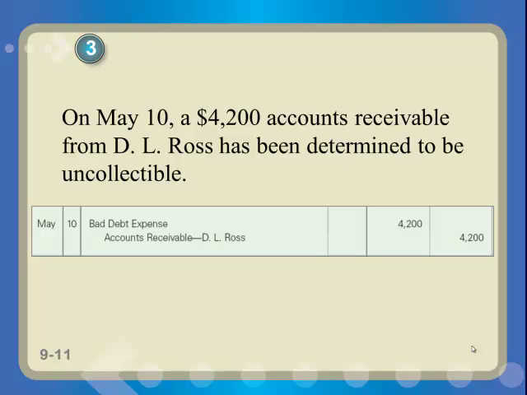Okay, so this is the direct write-off method. Like I said, it's the easy one. Assume on May 10th, $4,200 accounts receivable from D.L. Ross has been determined to be uncollectible. So all we do is just take it out of their receivable with that credit, that reduces receivables, and we debit bad debt expense, and that increases it. So bad debt expense goes up, and it takes it out of their accounts receivable. So that's pretty easy, huh? Okay, pretty easy.